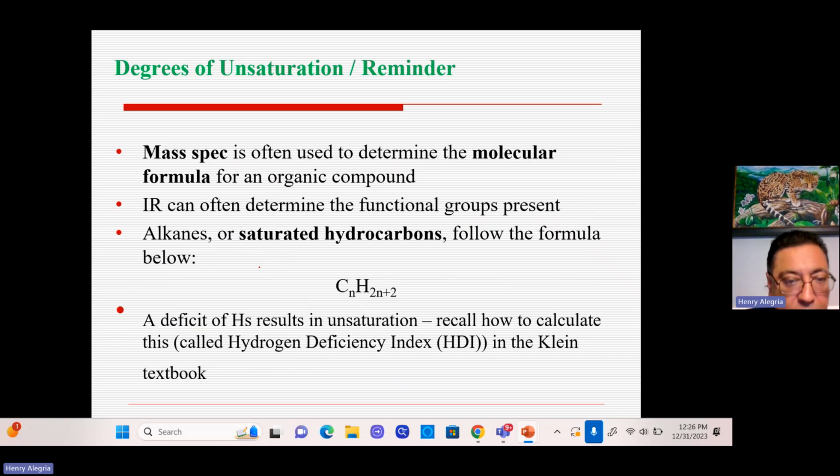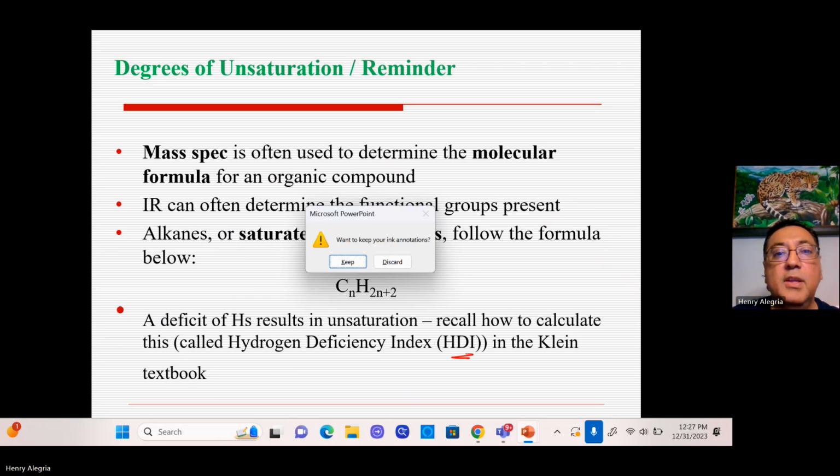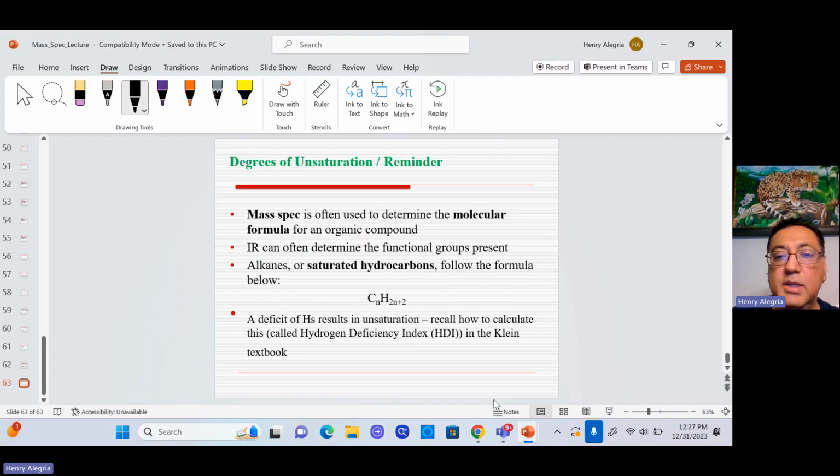Now, as a reminder, if we're trying to find molecular formulas and trying to find structure, one good thing to know would be, well, what's the degree of unsaturation of the molecule? Well, our molecular formula allows us to calculate the degree of unsaturation. And of course, we already know how we can calculate the molecular formula from mass spectrometry. We either do analysis of the n+1 peak or the rule of 30. And here is just a quick reminder that you should know how to calculate the degree of unsaturation. In the Klein textbook, it's called the hydrogen deficiency index. I don't really have to show you because you already, of course, know how to do this, right?